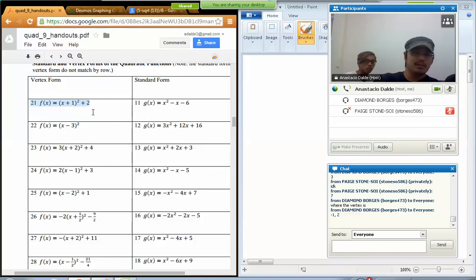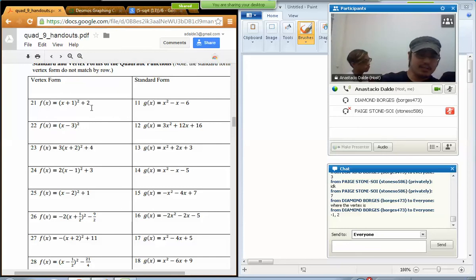Remember, what does that positive two do to that problem? It makes it move up. It makes it move up 2 units. What does that positive one in there do? It makes it move to the left. You would think that it makes it move to the right, but it actually makes it move to the left because left and right, apparently with math, is a little backwards. I don't know why. Anyway, it moves it to the left 1 unit. So you know that the vertex is going to start at 0, 0, but it's going to be 1 unit shifted to the left and 2 units moved up. Are we cool with that?